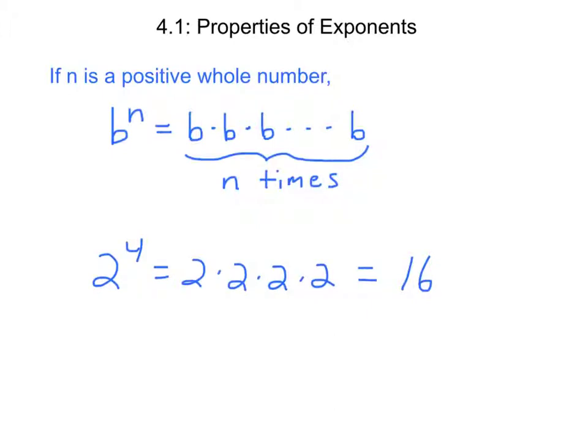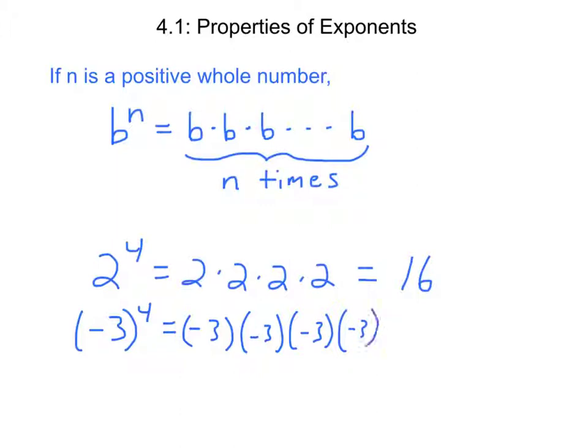Another example would be negative 3 to the fourth power, which would be negative 3 times negative 3 times negative 3 times negative 3. And when you multiply those all together, it comes out to be a positive 81.